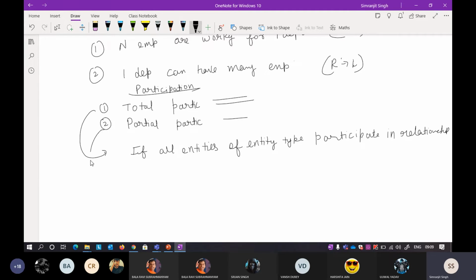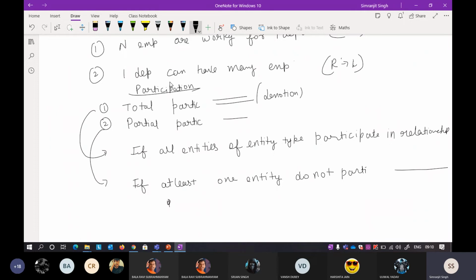Okay, so I'll write it so you can easily understand it. If at least one entity does not participate in a relationship, then it's a partial participation. It is denoted by a single line, and total participation is denoted by a double line.